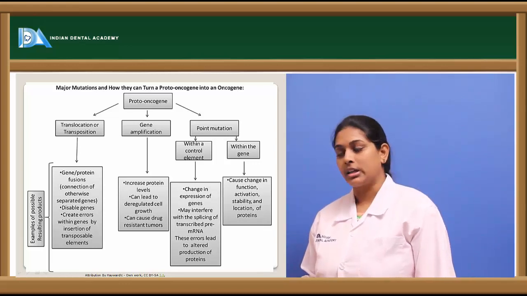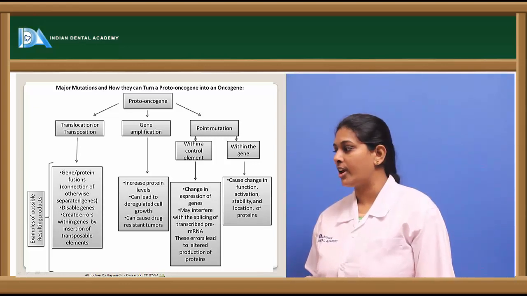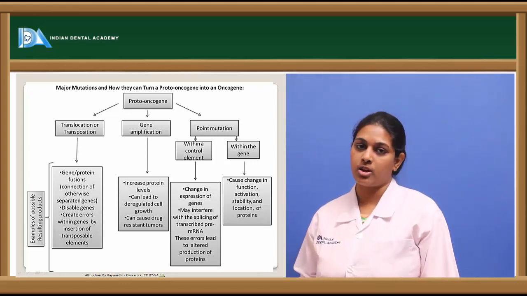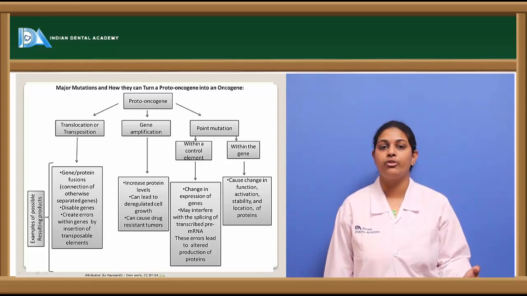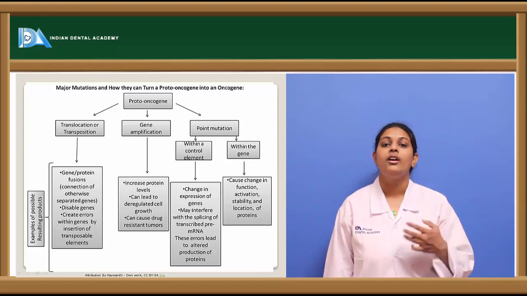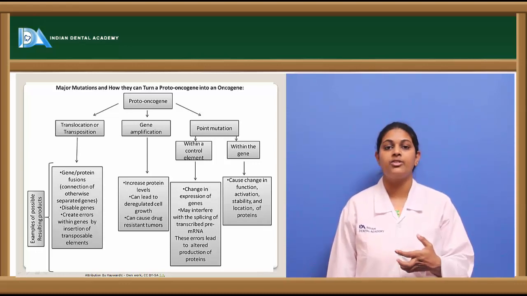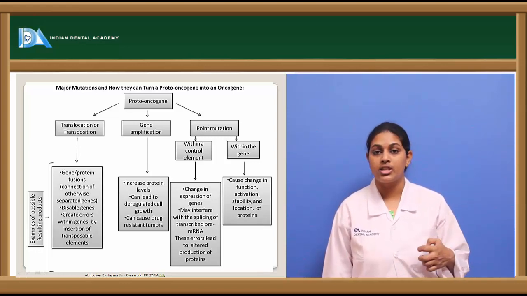Otherwise, they can even create errors within the genes by insertion of these translocated elements, that is chromatid arms being moved from one chromosomal region to other chromosomal regions. This happens in translocations or when proto-oncogenes are being mutated.